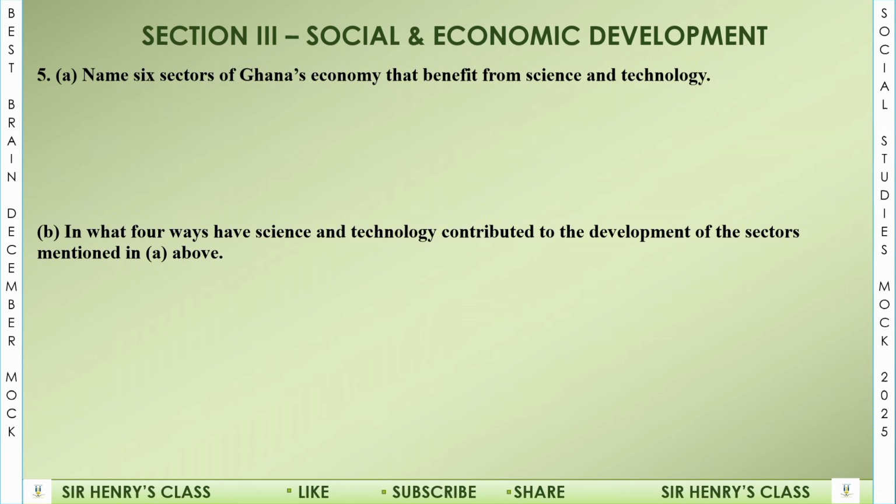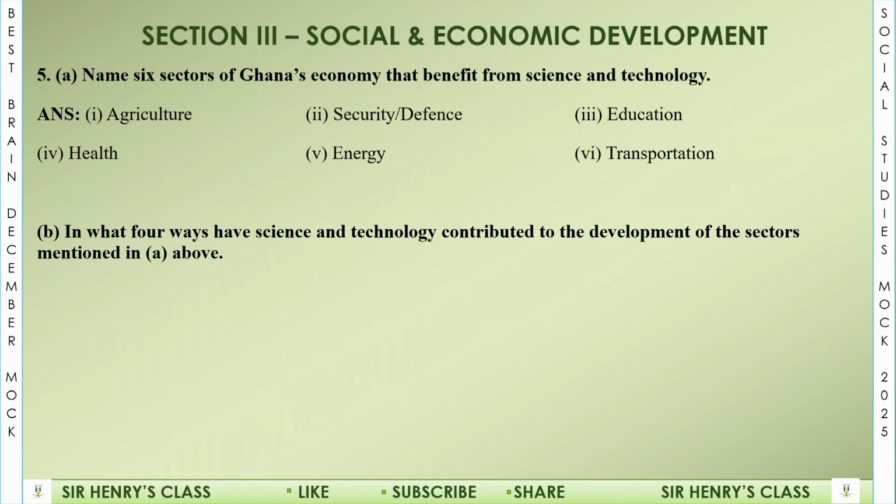The last and final question under section 3, and the final question for these questions. 5a says name 6 sectors of Ghana's economy that benefit from science and technology. So the sectors that benefit from science and tech. So we have 1, the agricultural sector, the security or defense sector, the education sector, health sector, energy sector, and transportation sector.